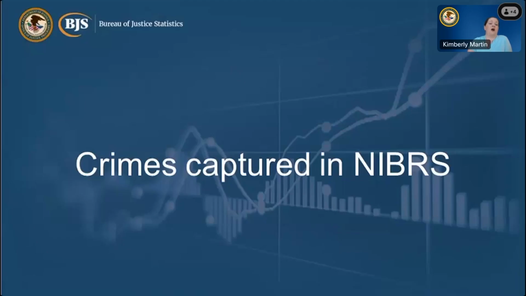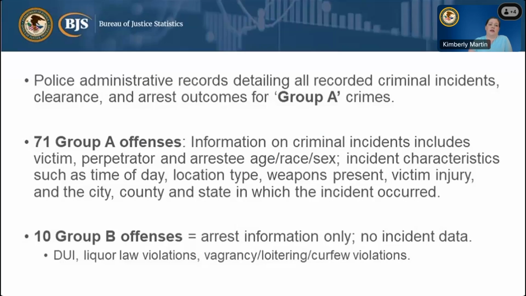So let's talk about what NIBRS captures. And this represents one of the biggest differences, I think, with the NCVS, and one of the reasons why you may see measures of crime that differ across the 2 data collections, NCVS and NIBRS. Now, as of 2023, and that is the most recent version of the FBI's NIBRS user manual, which we'll provide a link to as part of the resources for this, there are 71 what we call Group A offenses measured in NIBRS.